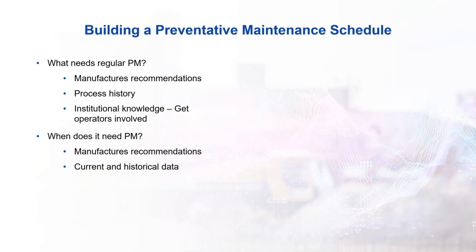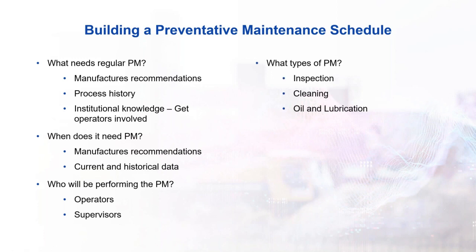Again, manufacturer's recommendations, process history, institutional knowledge. Oh, wait a minute, I forgot. Sorry about that. When does it need PM? Manufacturer's recommendations, current and historical data are ways you can figure out when it does need preventative maintenance. Who will be performing the preventative maintenance? Operators, supervisors, maintenance personnel. Just whoever's responsibility the particular maintenance task falls under.